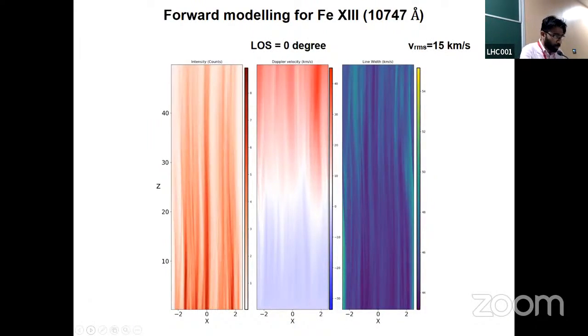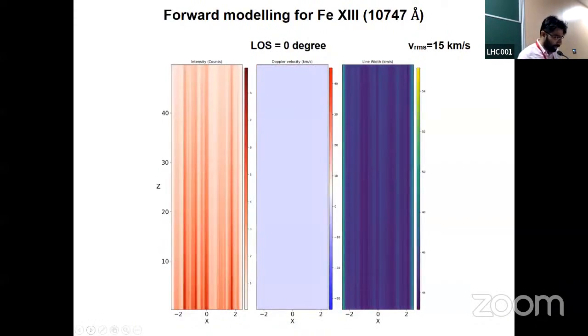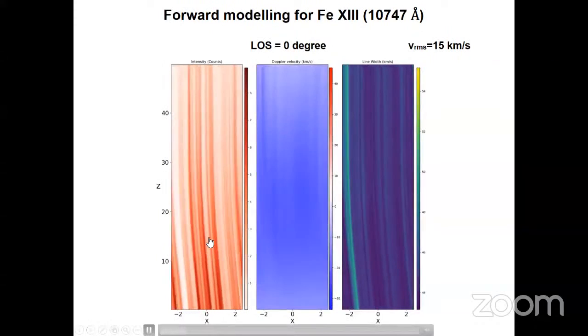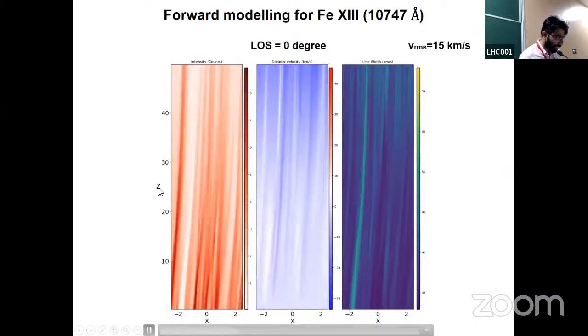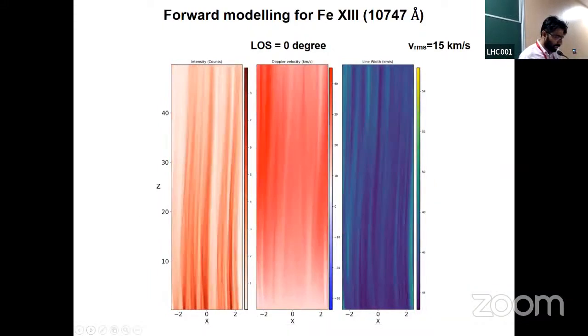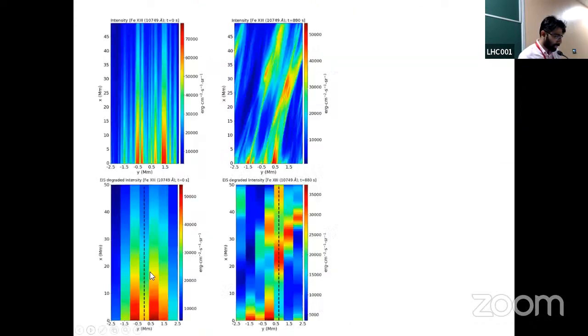So we have to do the forward modeling for one of the emission lines. So we chose the iron 13 emission lines. And this is how it looks. So even though you have a development of turbulence, you do see strand-like structures here. That means there are no real cylindrical structures, just turbulent plasma.